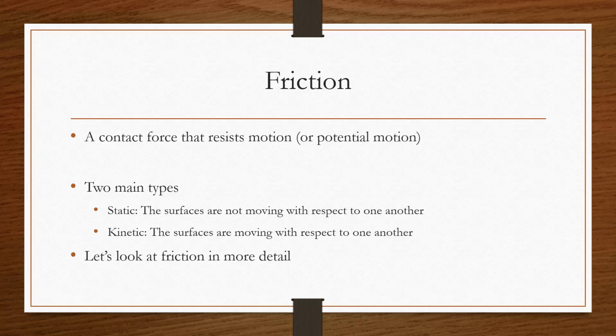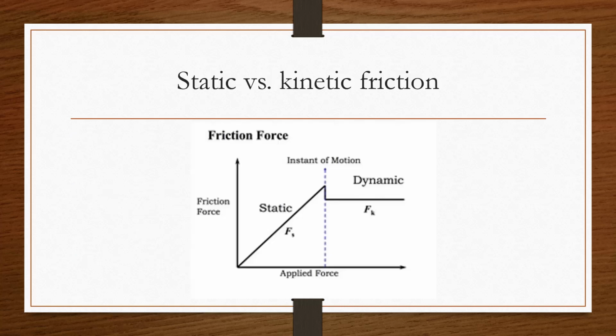The second type is kinetic friction. In this type of friction, those two surfaces are moving with respect to one another. So let's look at how this actually works in more detail, and where the difference between static and kinetic friction is, or where that line is when static friction starts to become kinetic friction. How hard do you have to push something before it starts to slide across a surface?